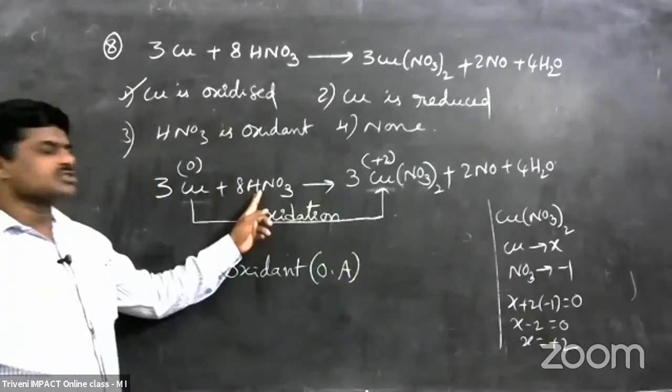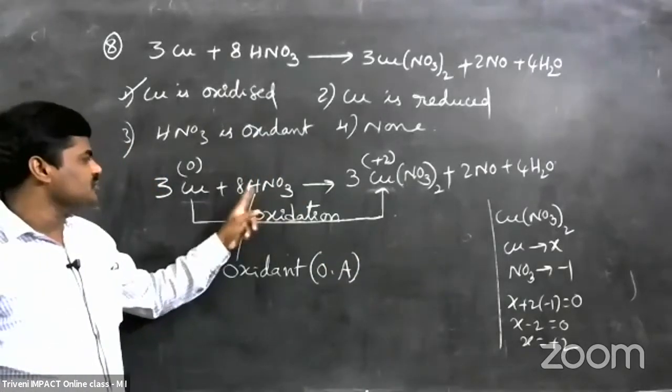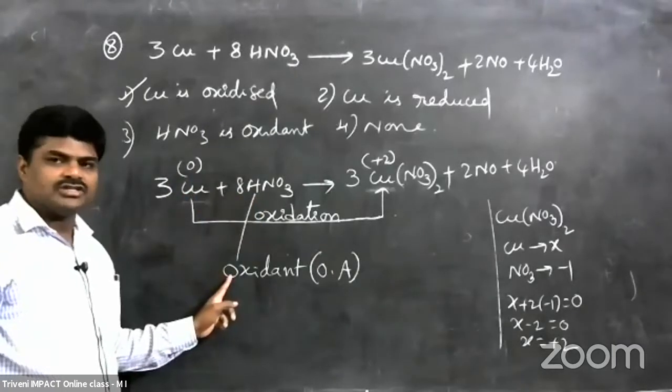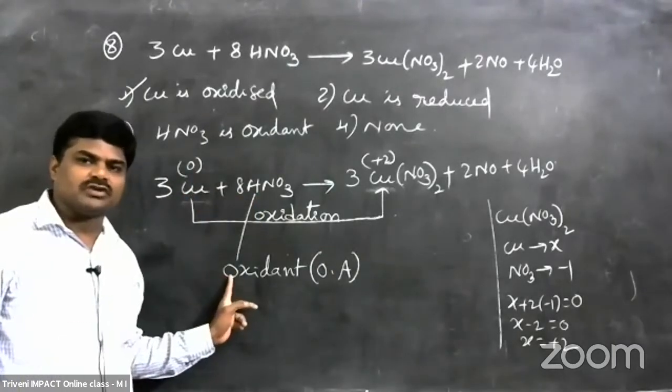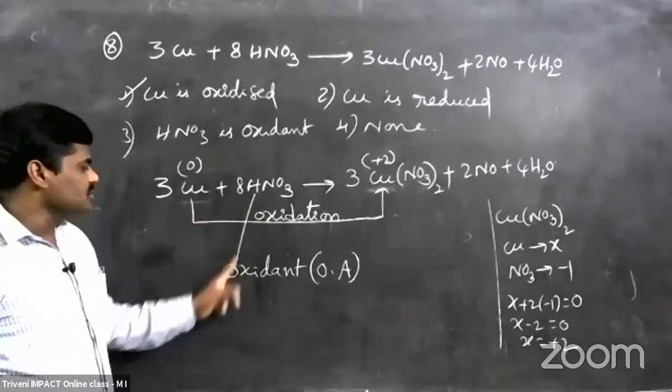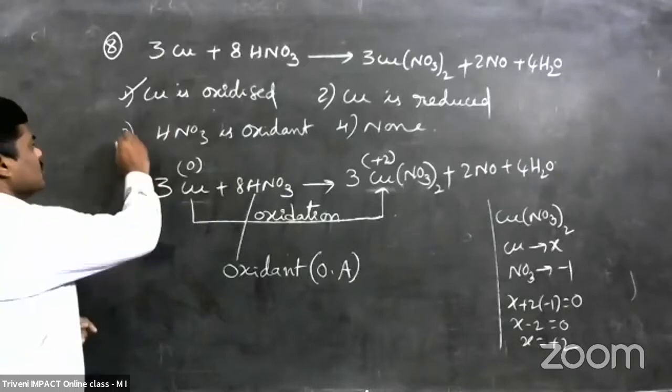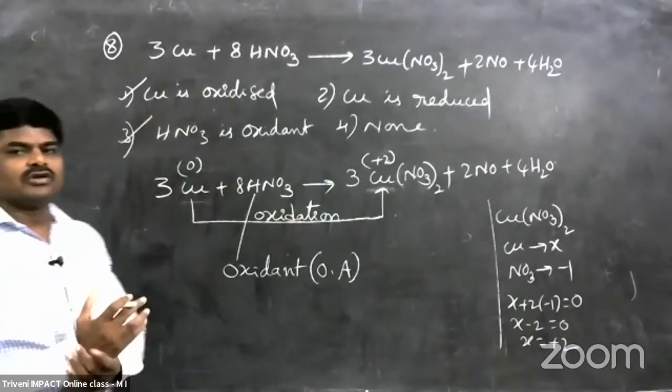So why is it the oxidizing agent? A substance which oxidizes another substance is called an oxidizing agent. Yesterday we discussed this in your class. So HNO3 is the oxidizing agent and Cu is oxidized. So both 1 and 3 are correct. All of you note down.